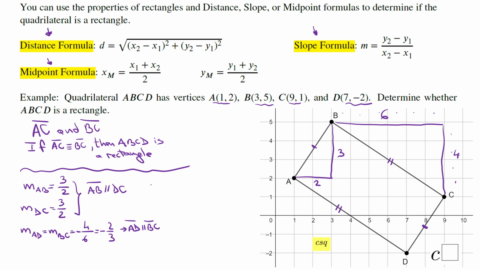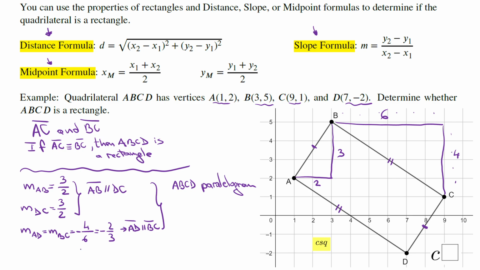So from these two statements, what can we say? We can really say ABCD is a parallelogram. Don't say it's a rectangle yet. We know it's a parallelogram because we have two pairs of opposite sides parallel. So what else do we need to know to be sure it's a rectangle? We need to find the right angles.